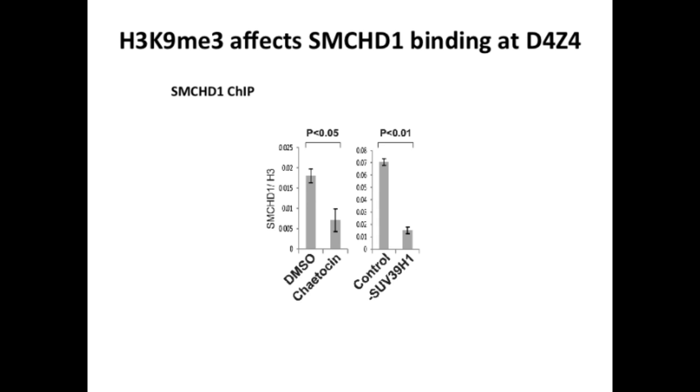Previous studies showed that SMCHD1 binds at the D4Z4 repeat, and depletion of SMCHD1 resulted in upregulation of DUX4. Therefore, we tested whether H3K9 trimethylation affects SMCHD1 binding at D4Z4. Again, by both chemical inhibition and shRNA depletion, we found the decreased H3K9 trimethylation indeed resulted in less SMCHD1 binding at D4Z4. These results suggest that the loss of H3K9 trimethylation at D4Z4 contributes to the loss of SMCHD1 and in turn leads to abnormal DUX4 expression in FSHD.